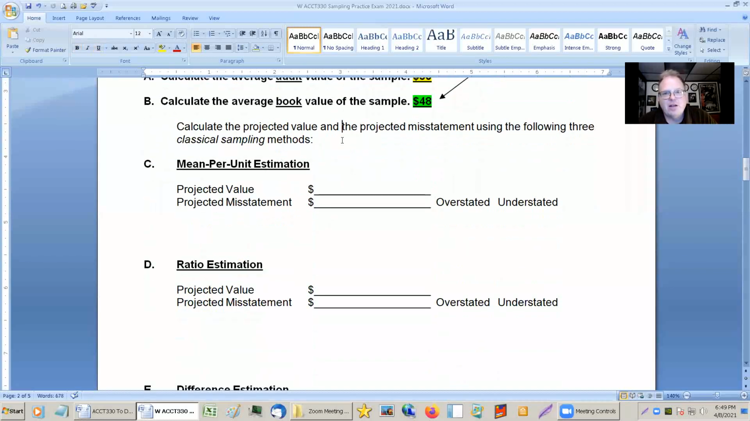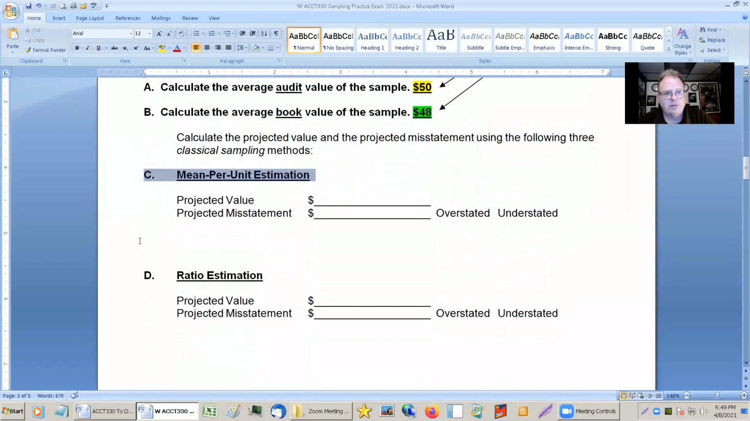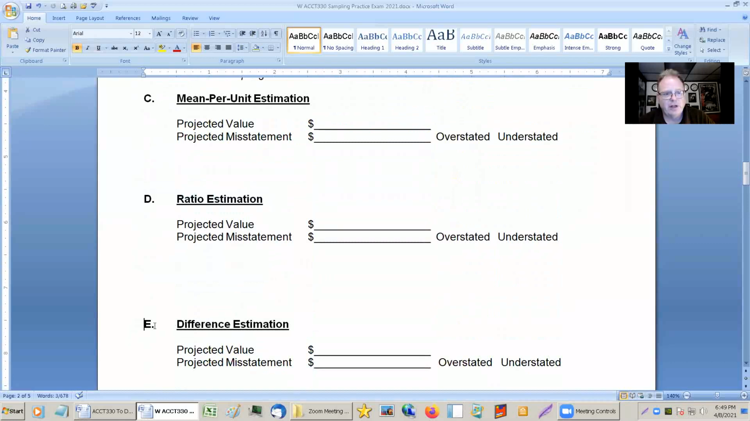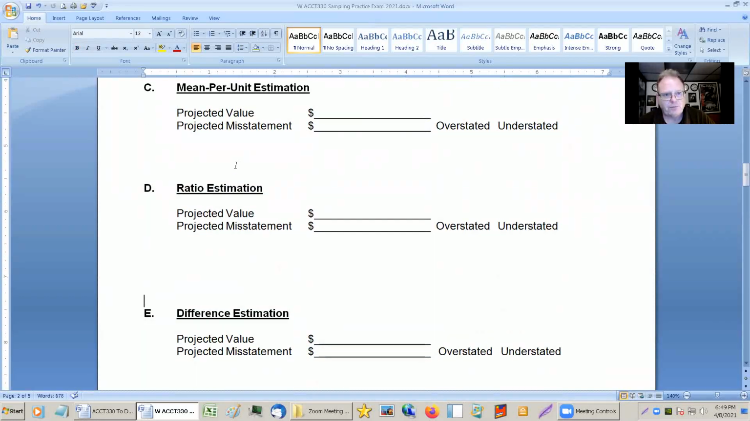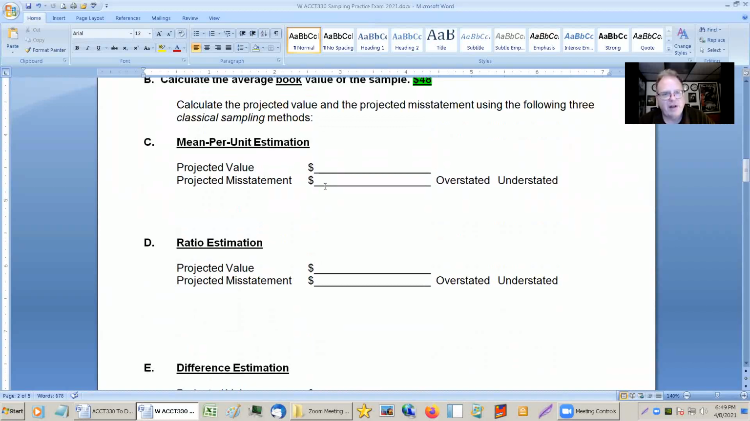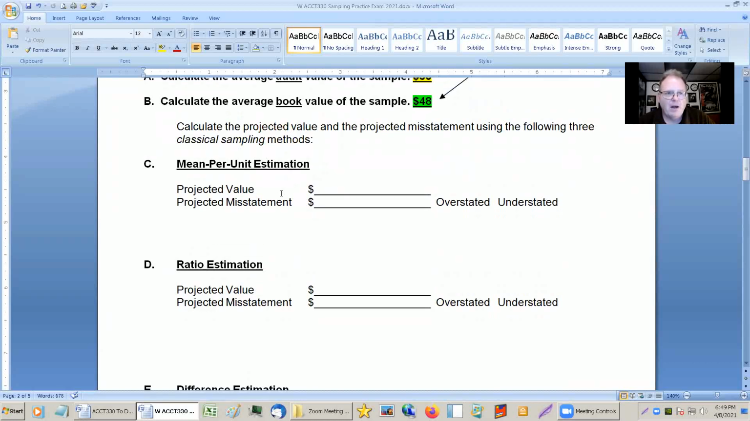Okay, so these are the three ways that we project over the entire population: mean per unit, ratio estimation, and difference estimation. There are advantages and disadvantages of each of these, and we'll talk about those in a little bit, but we'll just work out the numbers here for now. Okay, mean per unit. The mean, if you think about it, is just the average, right?